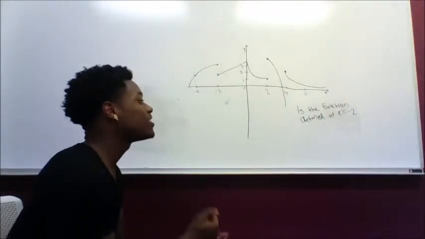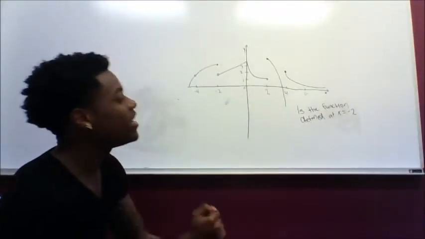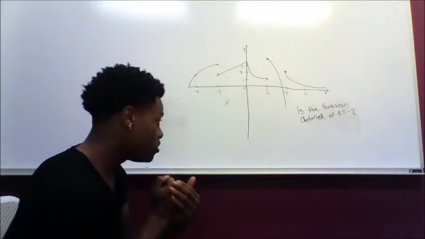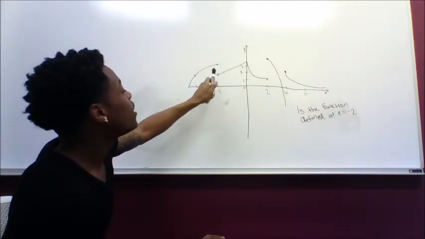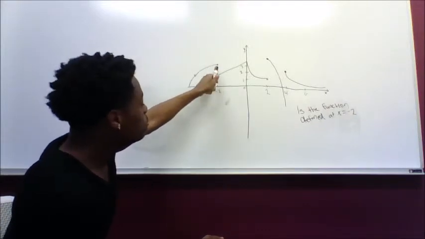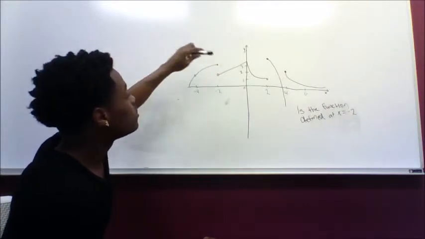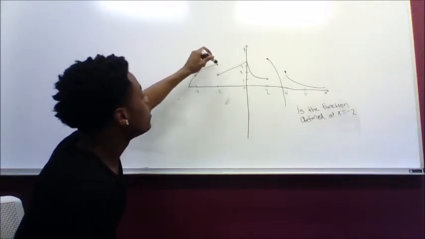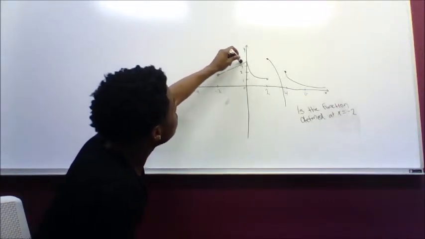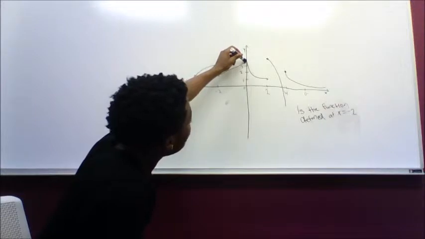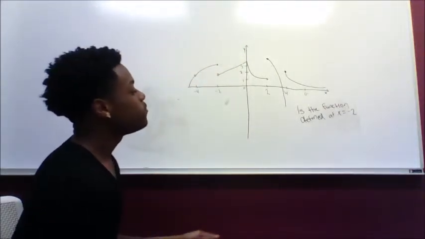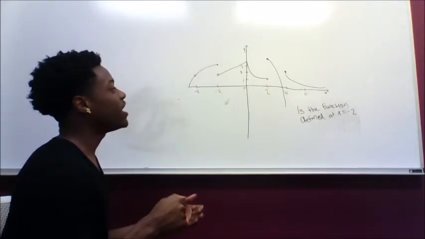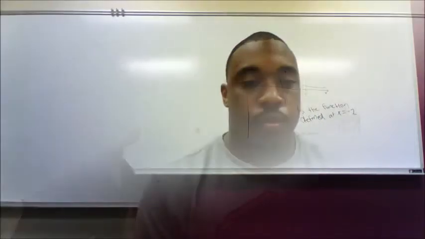Alright, number 4 asks us if the function is defined at x equal to -2. So we go to -2, and once I go up, I see we have an open circle and a closed circle. So I'm going to go to the one that's on the closed circle. We go over to the y value, which is about 3.2. So the function is defined at x equals -2, at 3.2.